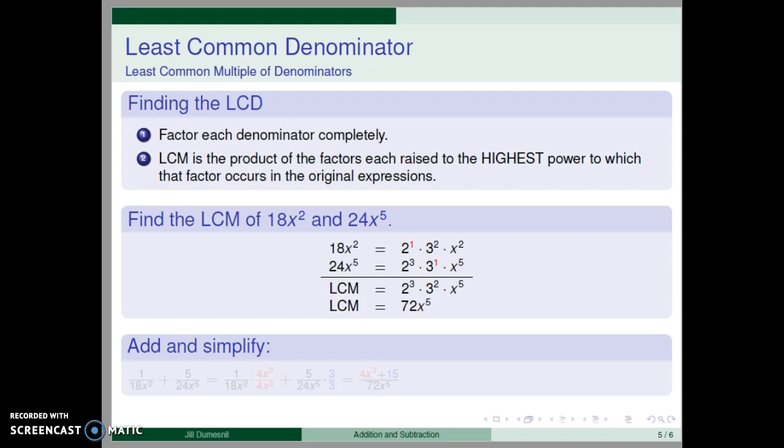Now let's use this least common multiple in adding 1 over 18x squared plus 5 over 24x to the fifth. Our least common denominator we just found to be 72x to the fifth. So we multiply our first fraction by 4x cubed over 4x cubed, and multiply our second fraction by 3 over 3. Addition with the common denominators produces 4x cubed plus 15 over the common denominator 72x to the fifth.